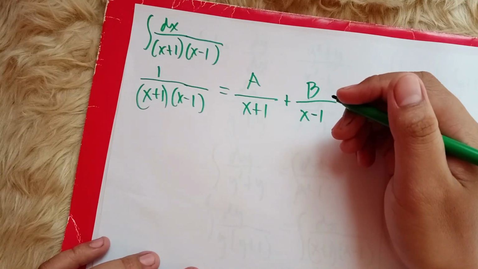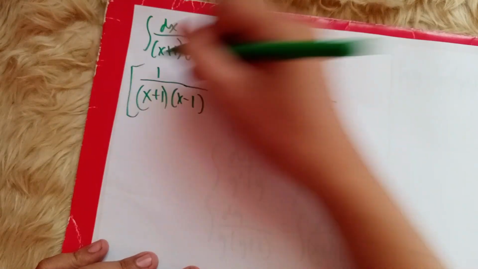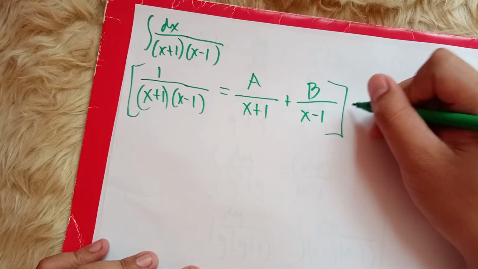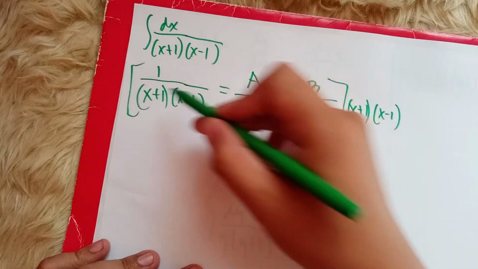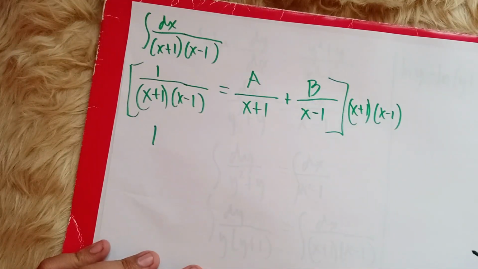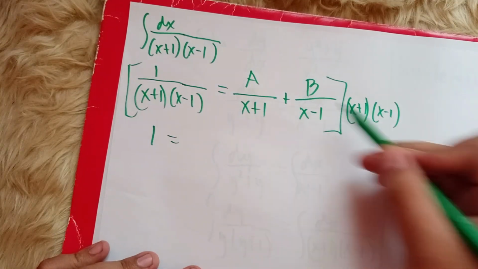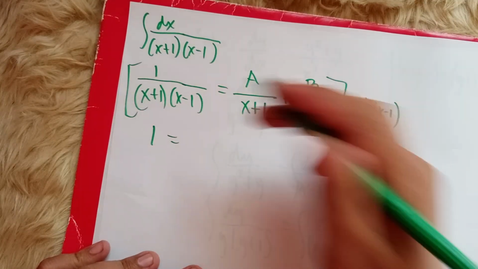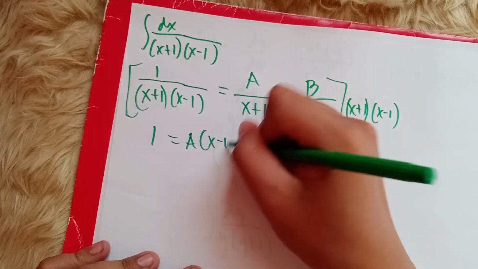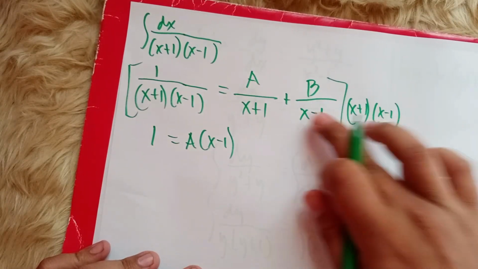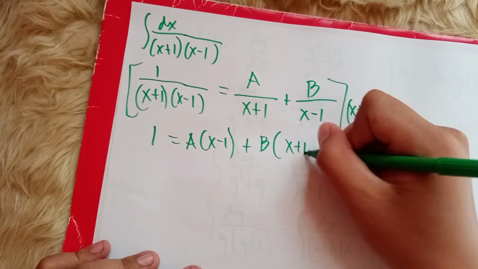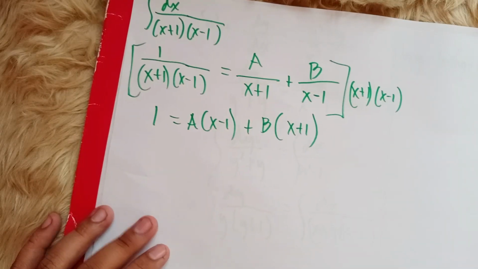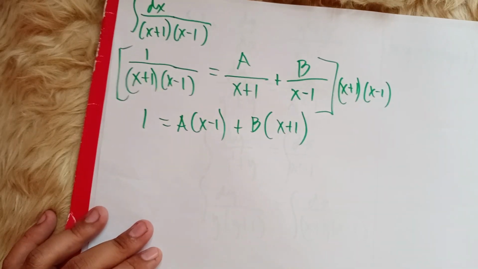Okay? Next, multiply natin yung whole equation by the LCD. So, yung LCD natin mga boss is x plus 1, x minus 1. So, cancel, tira is 1, equals, cancel yung x plus 1, tira is x minus 1, so you have a times x minus 1. Dito, cancel yung x minus 1, tira is x plus 1, plus b times x plus 1. Okay, now, we will get the value of a.